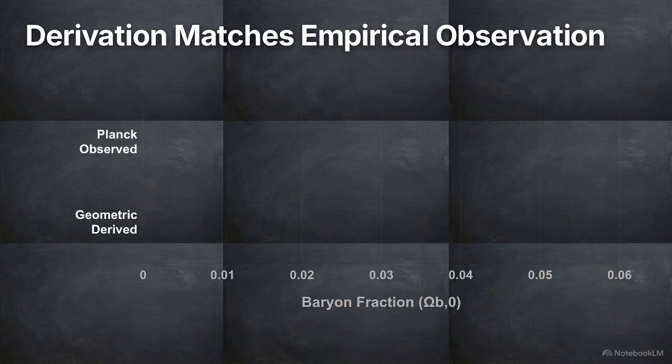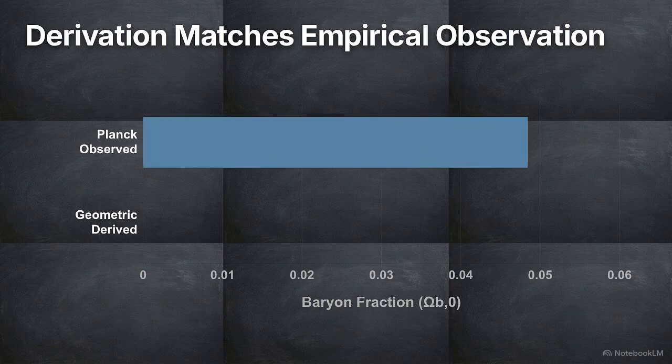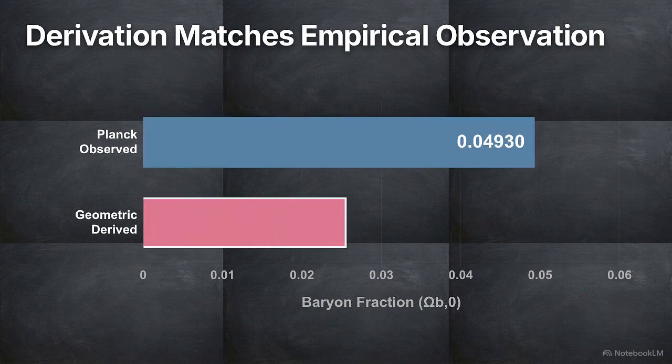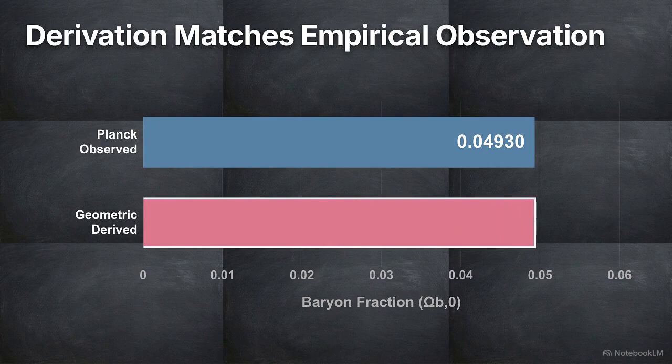This diagram shows the side-by-side comparison. We have the Planck observed value for baryon density against the pure geometric derivation. The derivation matches the measured observation, sitting well within the margins of error with a deviation of just 0.22 sigma.